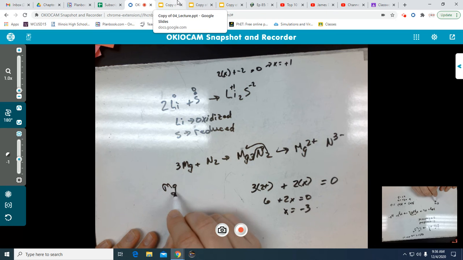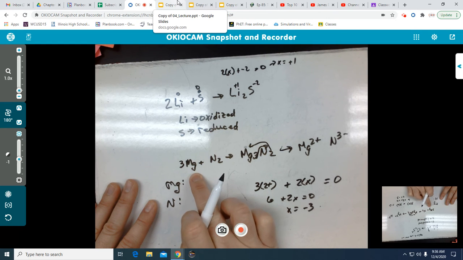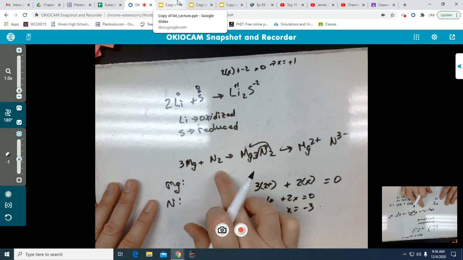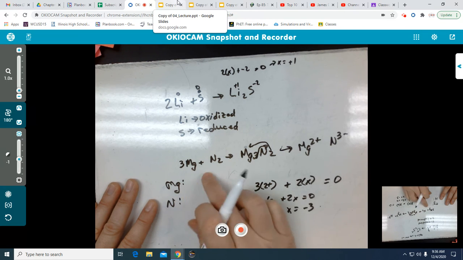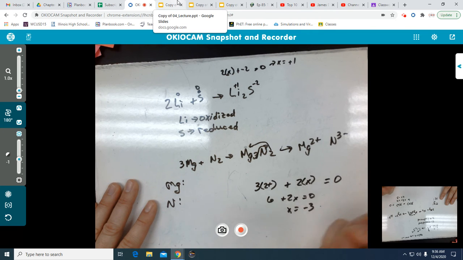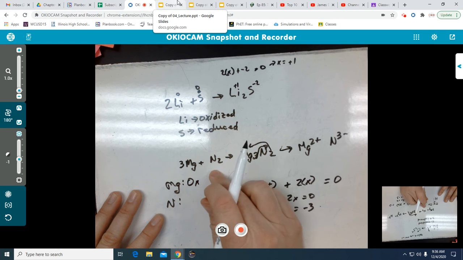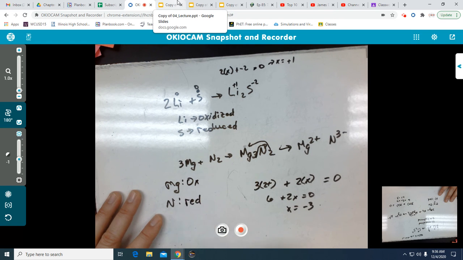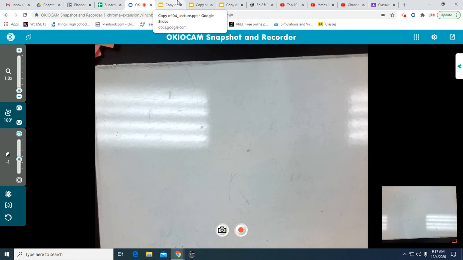Now we have to figure out who is oxidized and who is reduced. Magnesium, elemental form, so 0. Nitrogen, elemental form, so 0. Mg went from a 0 to a 2+, meaning it became more positive, so it lost electrons. So magnesium was oxidized. Nitrogen went from 0 to -3, therefore it was reduced. It gained electrons. So let's do one more sample.